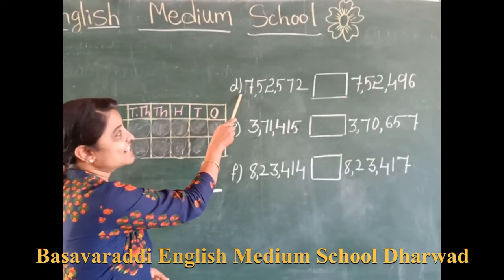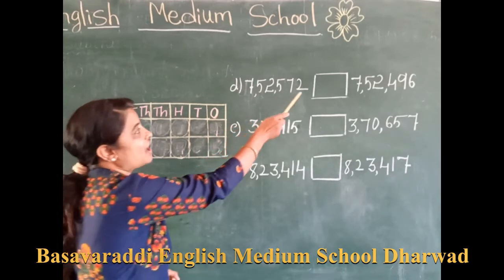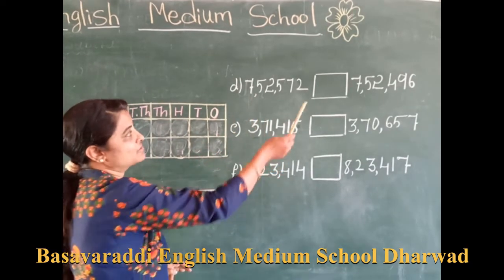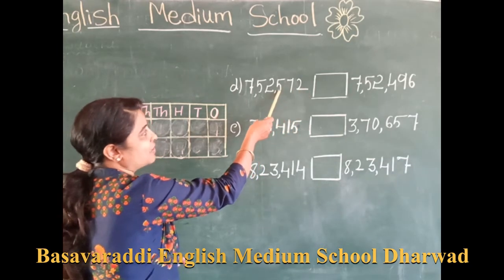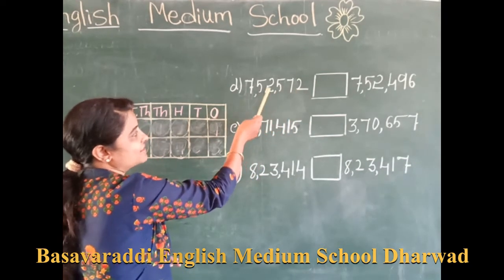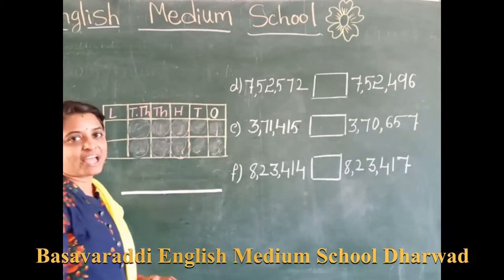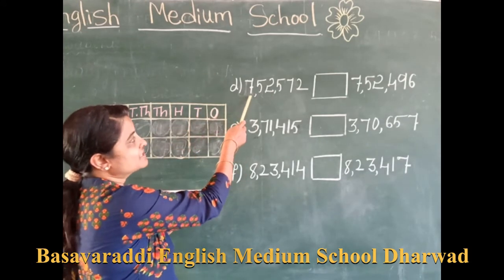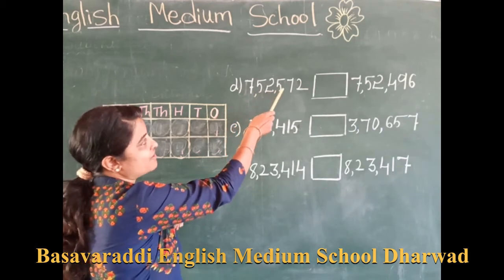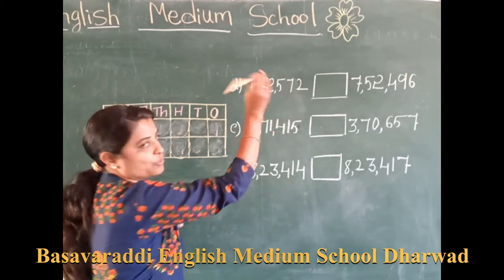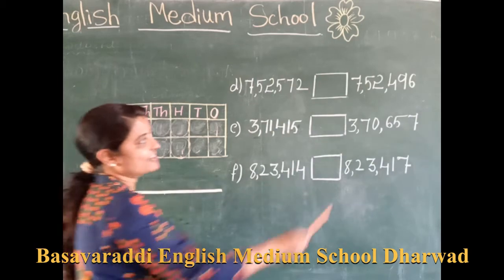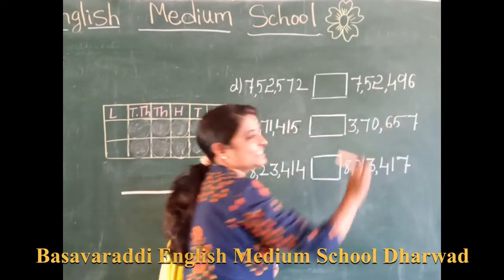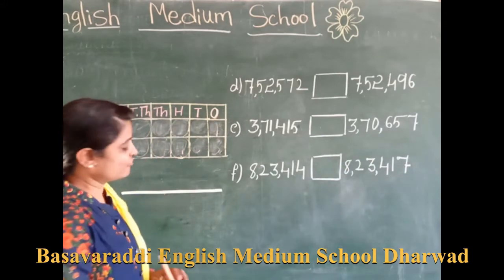Now D, we will start off. See here, now it is up to the lakh place. We learned in the last sum up to 10,000. See here: ones, tens, hundred, thousand, 10,000, lakh. Now we have up to the lakh position. Then read this number first: 7,52,572. Yes. Then the same we have here: 7,52,496. Then start comparing.